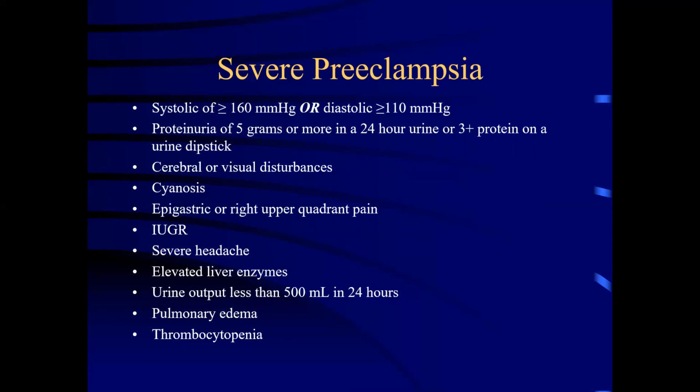Liver enzymes, your AST and ALT, will start to be elevated. Their urine output will decrease because their kidneys aren't perfusing. And then they can also have pulmonary edema and a shift in their blood count.